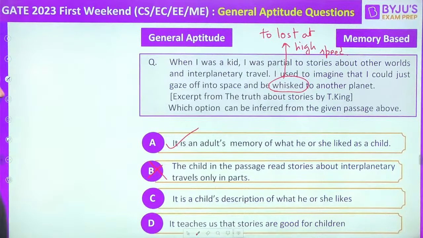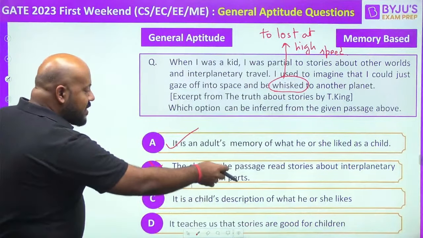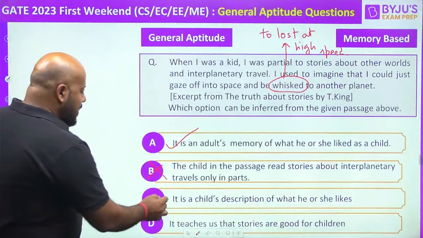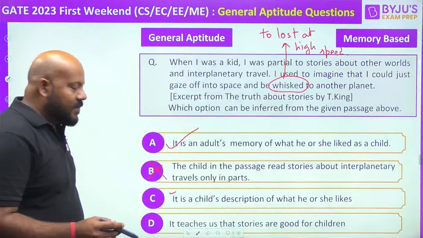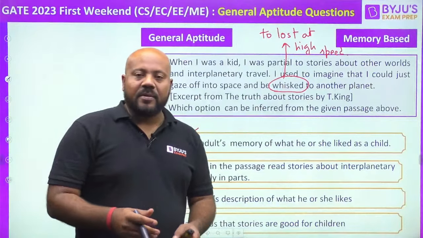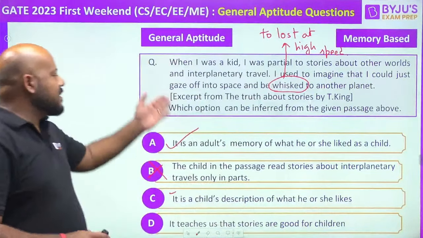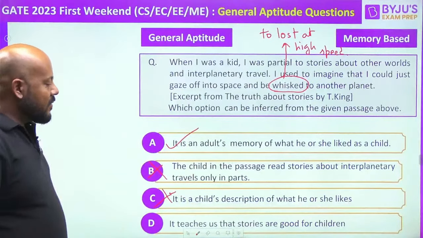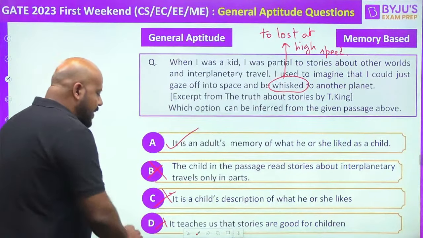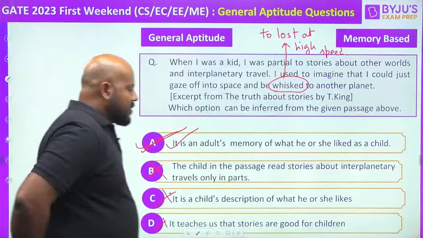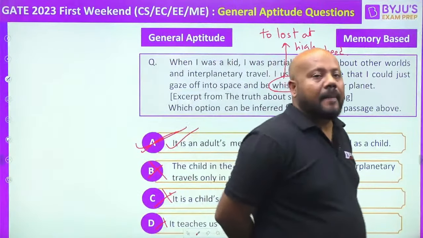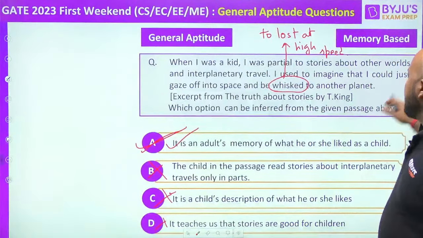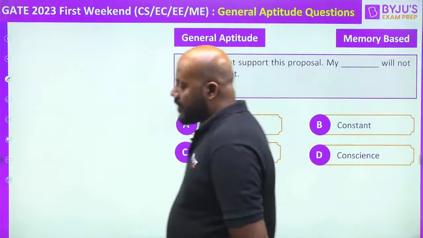Listen here. Option C, it is a child's description of what he or she likes. Now this can be correct, but it's a child's description, but who is describing? Adult is describing, so this is also wrong. It teaches us that stories are good for children. Nowhere in the passage is it mentioned that stories are good for children. Not mentioned anywhere in the passage. Let us see the next question.